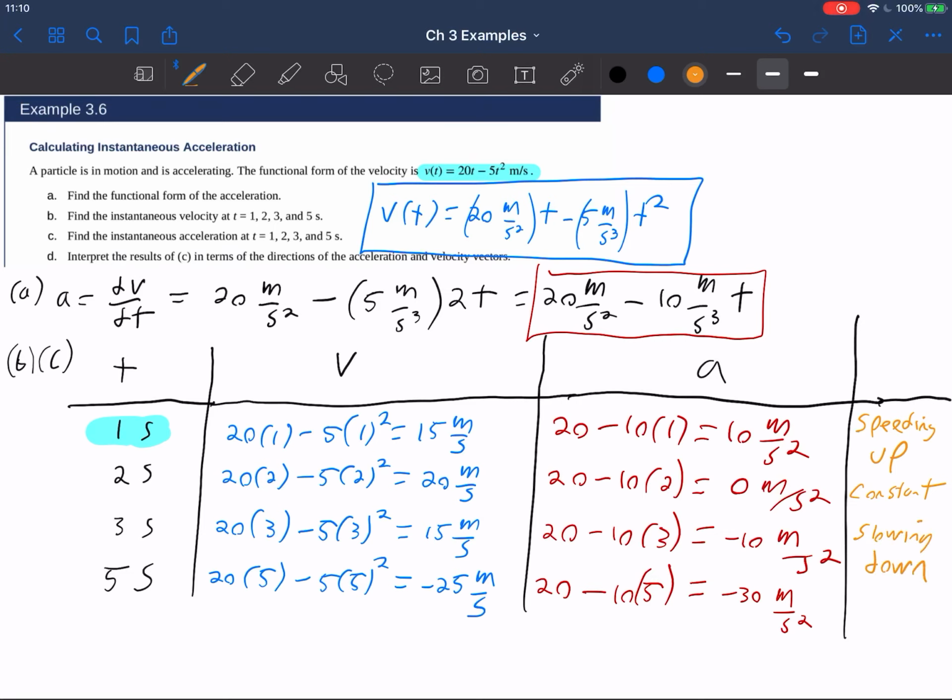And then at time equals 5 seconds, we have negative velocity of negative 25 meters per second, and we have negative acceleration. Both of our velocity and our acceleration vectors are pointing in the negative x direction. Since acceleration is pointing in the same direction as our velocity, that means we're speeding up, right? Our velocity is getting more and more negative with time. So now we're speeding up.